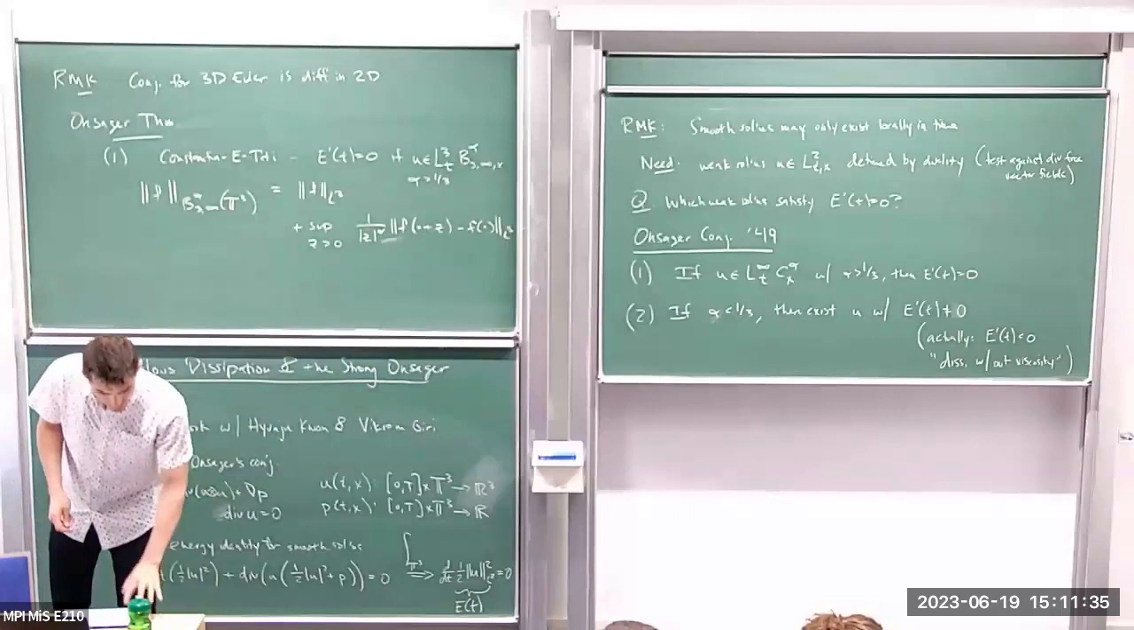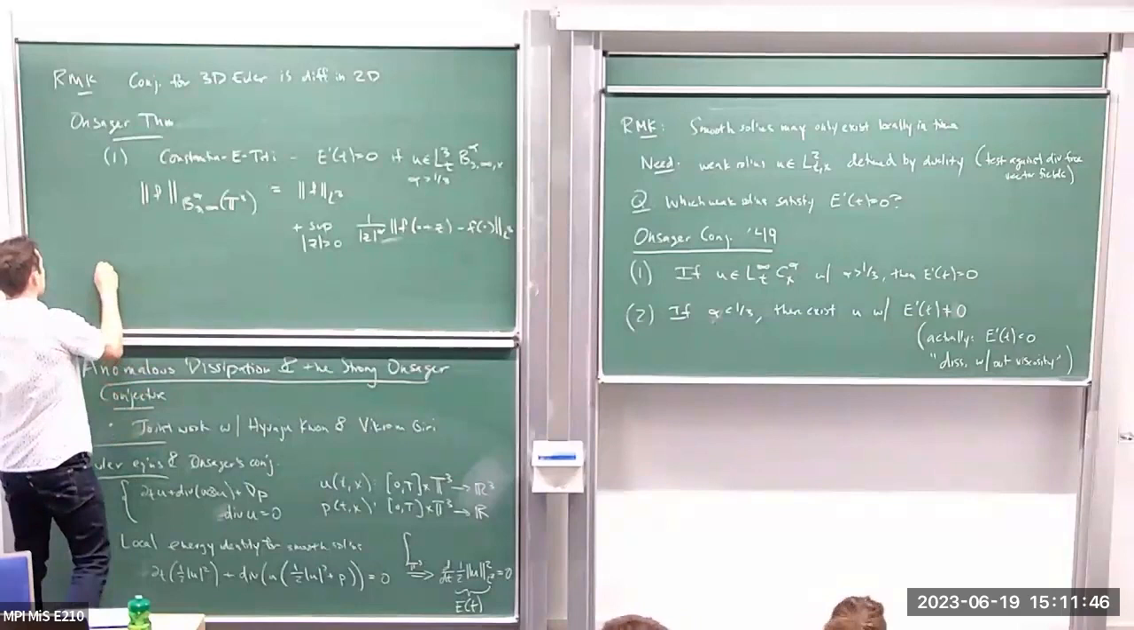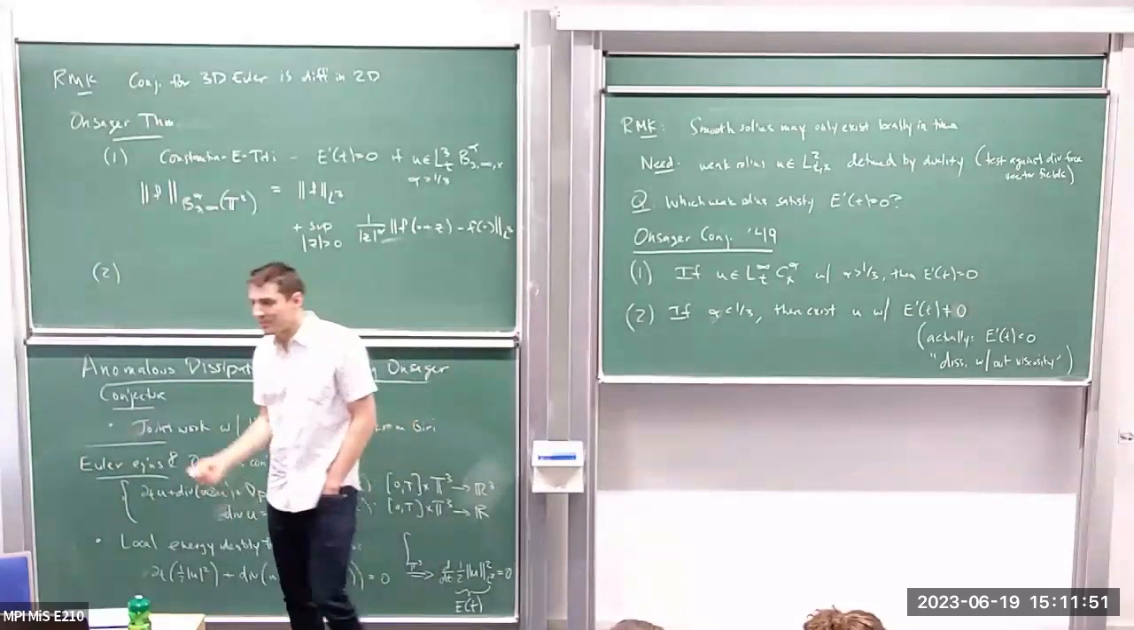Z is a vector. Yes. Thank you. All right. And yes, please interrupt me if I write something silly or you have a question.